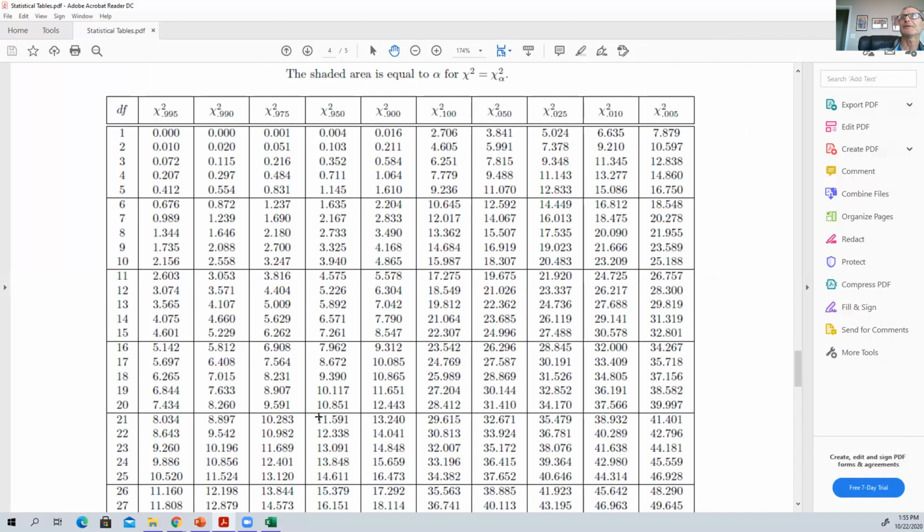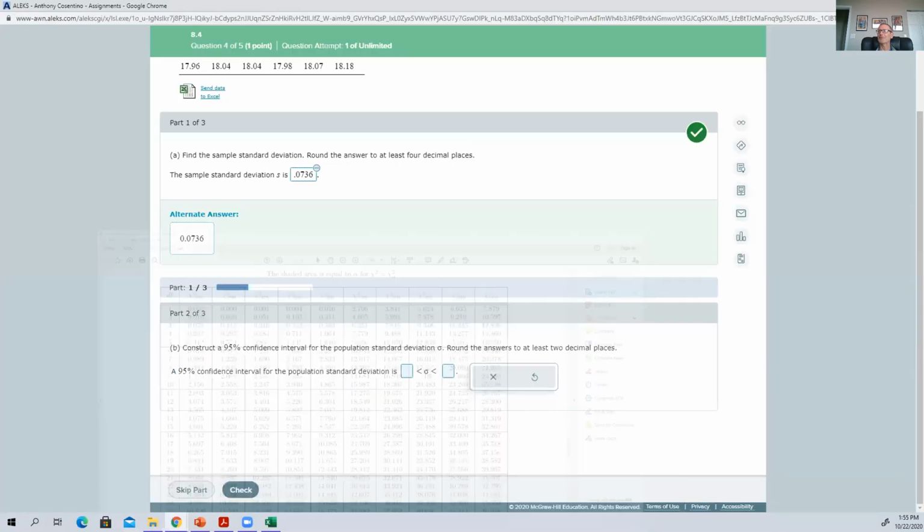So you go to 11, and since it's 95, the high end is going to be 3.816. And so that would be the 0.975, right? And the low end is going to be this 21.920. So remember, those are our 2 tails, low end and high end. And you can see they're not symmetric around the middle there, as we talked about before. So that's the first step.